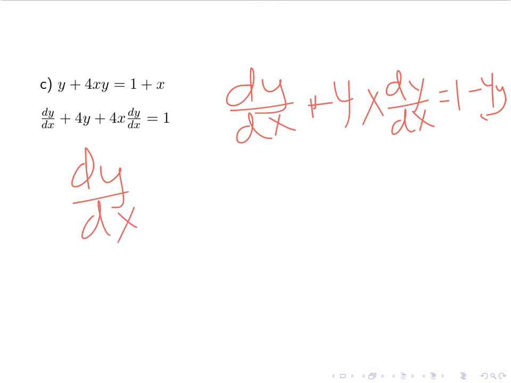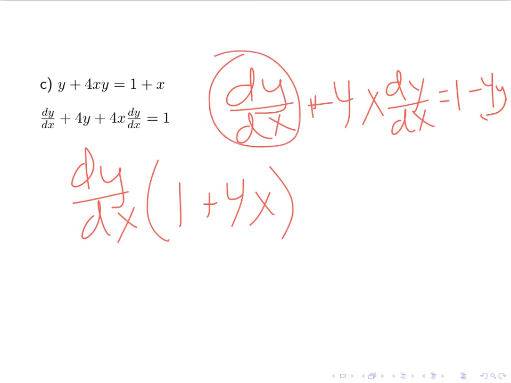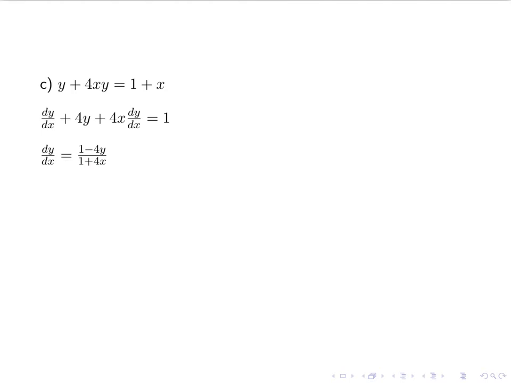So dy/dx times 1 plus 4x. Don't forget, if I factor out a dy/dx from dy/dx, I'm left with a 1. And then equals 1 minus 4y. Now I have dy/dx times something equals something else. Divide by it. So dy/dx is 1 minus 4y over 1 plus 4x. Okay, so again, you cannot forget algebra.